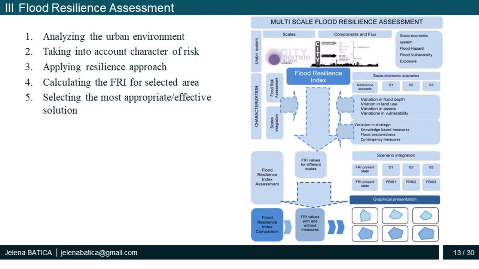This is the graph or the scheme for the flood resilience index assessment. The first step is where we have the urban system with the scales and the components. Then we characterize the risk with the scale integration and flood risk assessment, and we are defining and developing different scenarios. Then we are calculating the index, and we are presenting the index, mapping the index in the area.